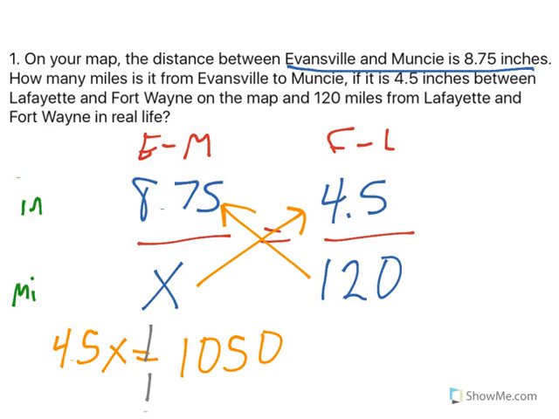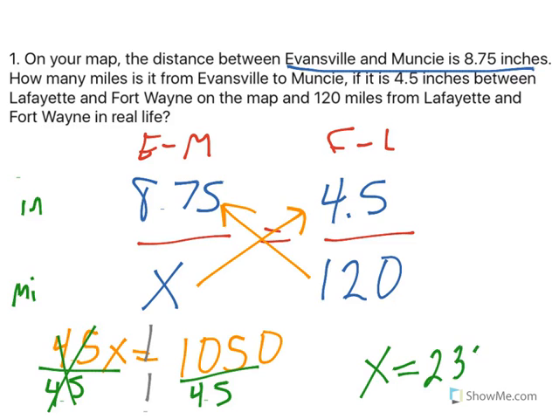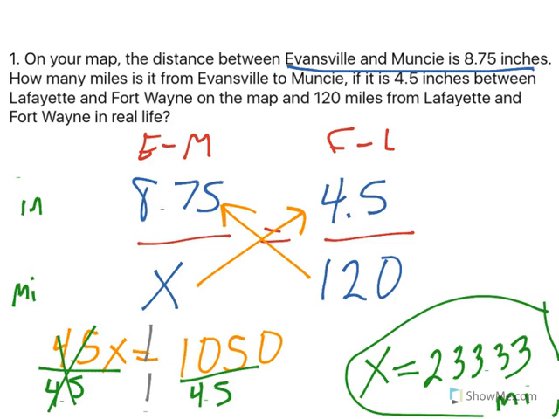Now I have to solve for x. Well, the equal sign splits this into two equal parts. In order to get x by itself, because we have 4.5 times x, we are going to divide by the number we want to move. Sometimes you'll hear this as cross multiply and divide. This is why, because you have to divide by that number in front of x. So 4.5 over 4.5 is just 1, and I'm left with x equals, and then 1050 divided by 4.5 leaves me with 233.33. I rounded, and that is miles. So it's approximately 233.33 miles from Evansville to Muncie.